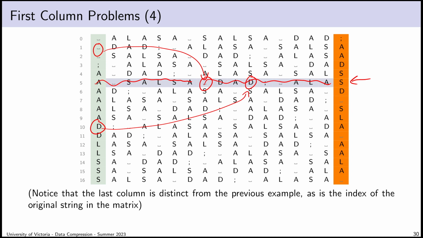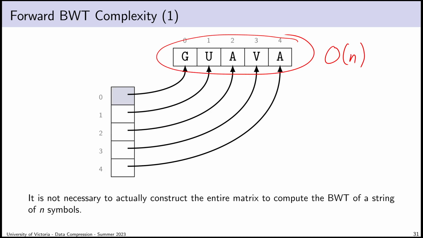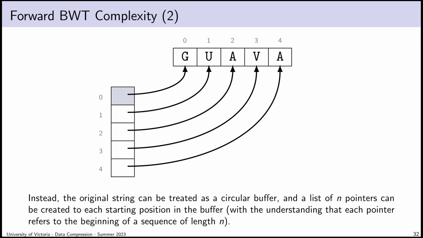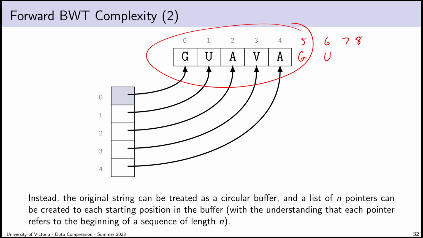So actually, I don't need to store the entire contents of the matrix, just one copy of the original sequence and a bunch of pointers representing directions. The way I will represent this is I will treat my original string as a circular buffer. The idea is if I walk off the end, the character after the A is the G, and the character after the G is the U, and then the U is the A, and so on. We'll treat this like an array that I can index into at index 5 or 6 or 7 or 8 if I want to. And if I get to an index above the actual length of the input string, I just wrap around.